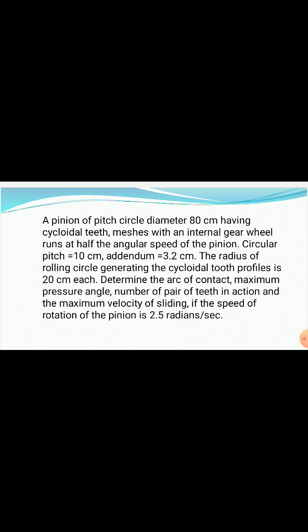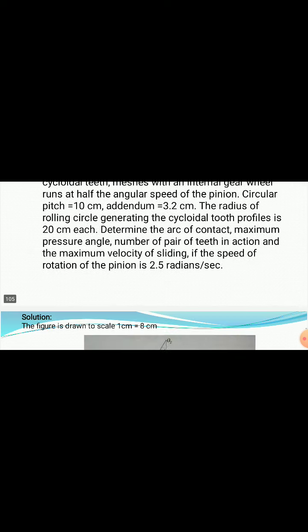Here the speed ratio between the pinion and gear is given, and the speed of the pinion is given, so we can find the speed of the wheel as per the given condition. The pitch circle diameters, circular pitch and addendum values are given, and to generate the cycloidal tooth profile, the radii of the rolling circles are also given. So with this data we draw this condition. We draw this pinion and gear like this.